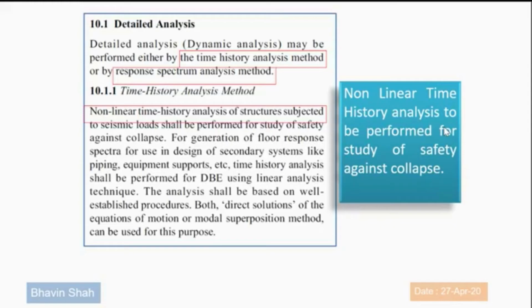In clause number 10.1, the time history analysis method is defined, but it is only a small paragraph which is included in the code. So I believe it needs to be elaborated so that more details are there on how to perform this non-linear time history analysis and which are the parameters based on which we should study this collapse mechanism for safety against collapse.